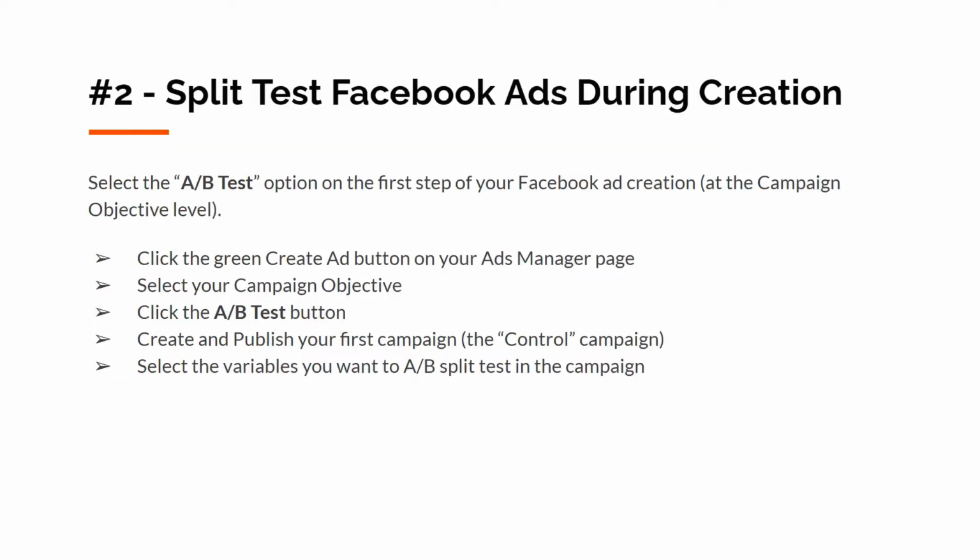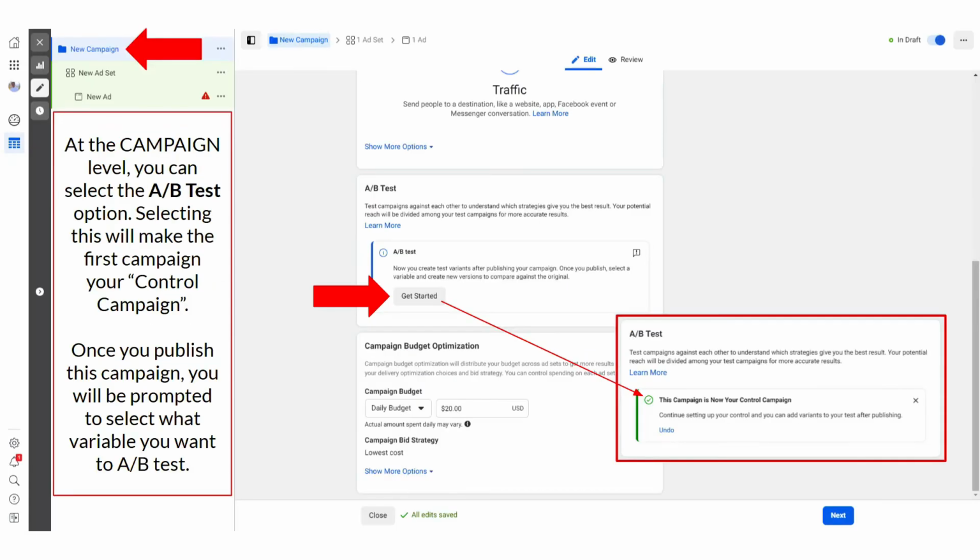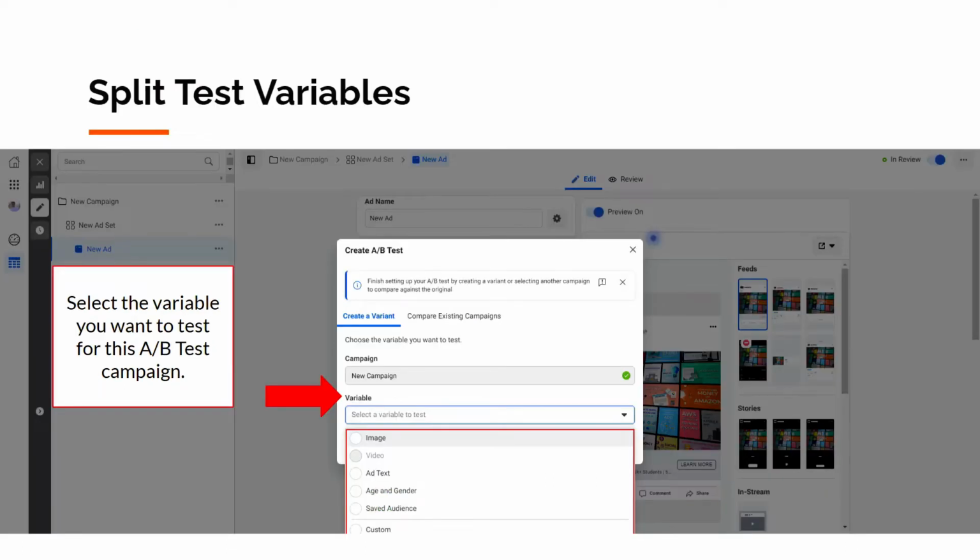So the second option for split testing is to split test during the creation. So just select that create split test option on the first step of your Facebook ad creation at the campaign objective level. So just click the green create ad button on your ads manager, select your campaign objective, and then toggle on the create split test option. Then you'll be prompted to select the variables you want to split test at specific areas of the campaign, including creative, delivery optimization, audience, or placement.